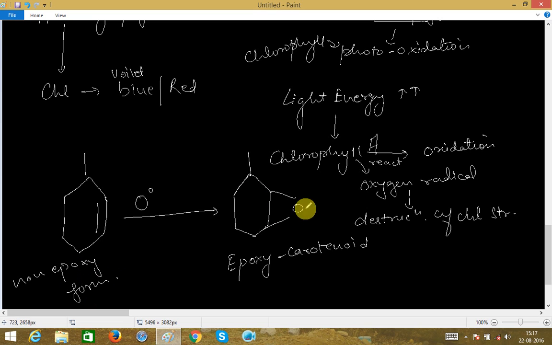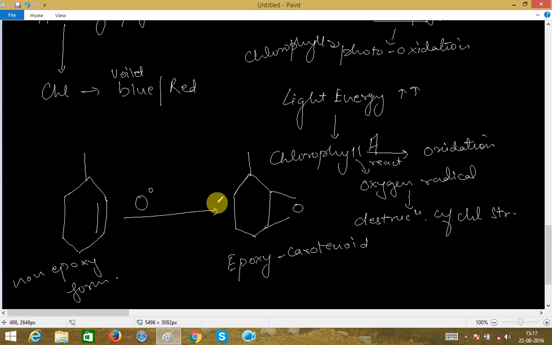Now if the oxygen radical is reacting with this cyclic structure of the carotenoid, then there would be no more free oxygen radicals. Any oxygen radical would immediately react with the carotenoid. So no more oxygen radicals would be free to cause the oxidation of chlorophyll A. It's the oxygen radical which causes the oxidation, and if they are not present freely, they cannot let chlorophyll A get photooxidized. In this way, carotenoids are getting converted into epoxy carotenoid and thus helping chlorophyll A to proceed normally. This is how they protect the chlorophyll.